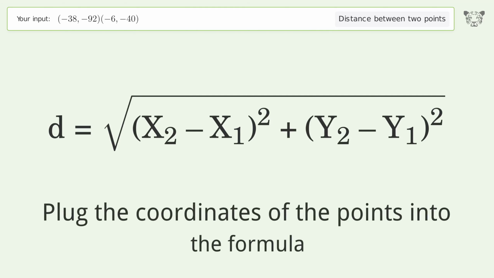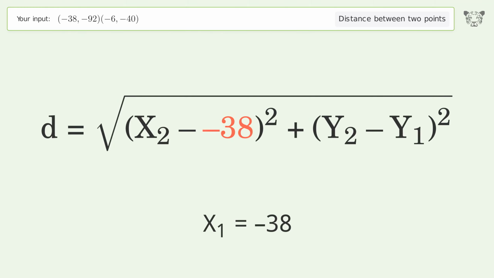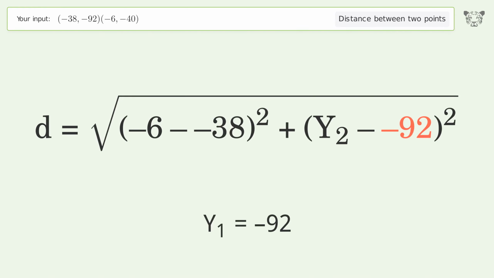Plug the coordinates of the points into the formula. x1 equals -38. x2 equals -6. y1 equals -92. y2 equals -40.